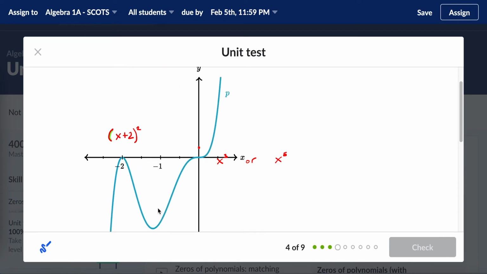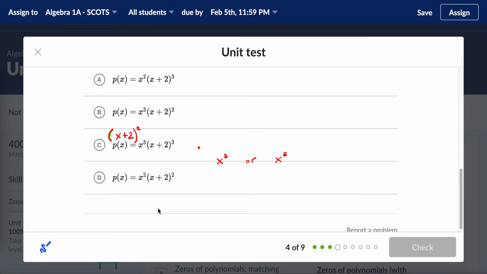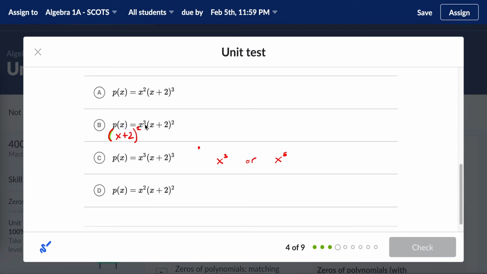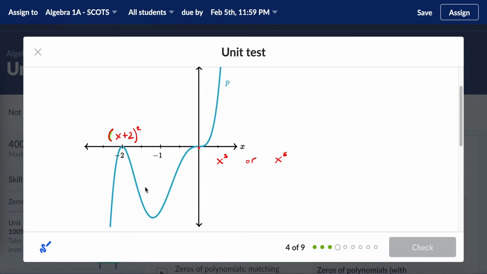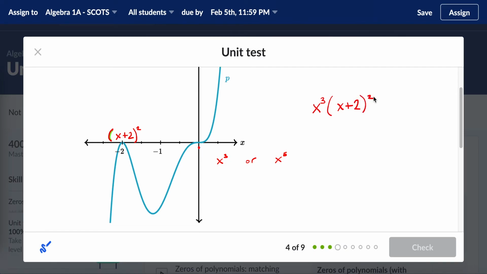That's the one we know absolutely to be true, right? Our two options here, we notice we've got an exponent of 3 or an exponent of 2. Well, the exponent of 3 goes through, whereas the exponent of 2 bounces off, and we can see here that it goes right through, so what we must have here is x cubed times x plus 2 all squared. All right, so this would be our equation.